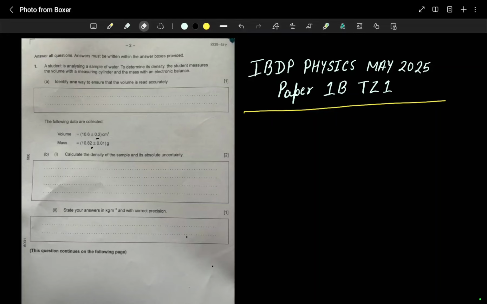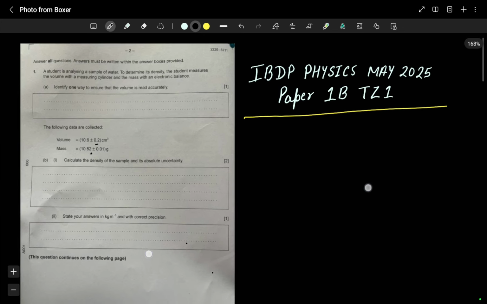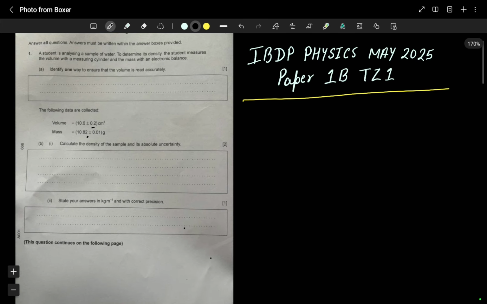Hello. So today we'll be solving IBDP Physics May 2025 paper 1B time zone 1. So here is the first question, and it says a student is analyzing a sample of water to determine its density. The student measures the volume with the measuring cylinder and the mass with an electronic balance. Identify one way to ensure that the volume is read accurately.